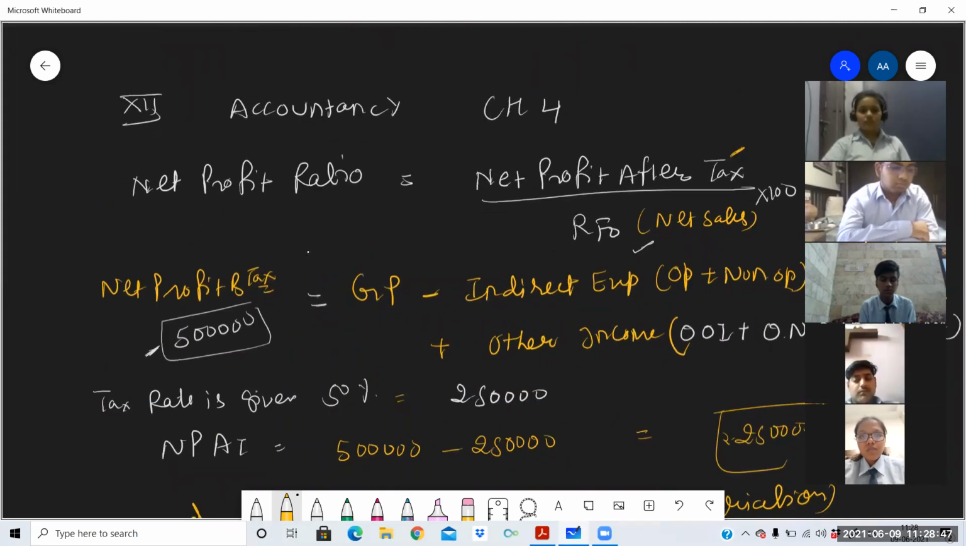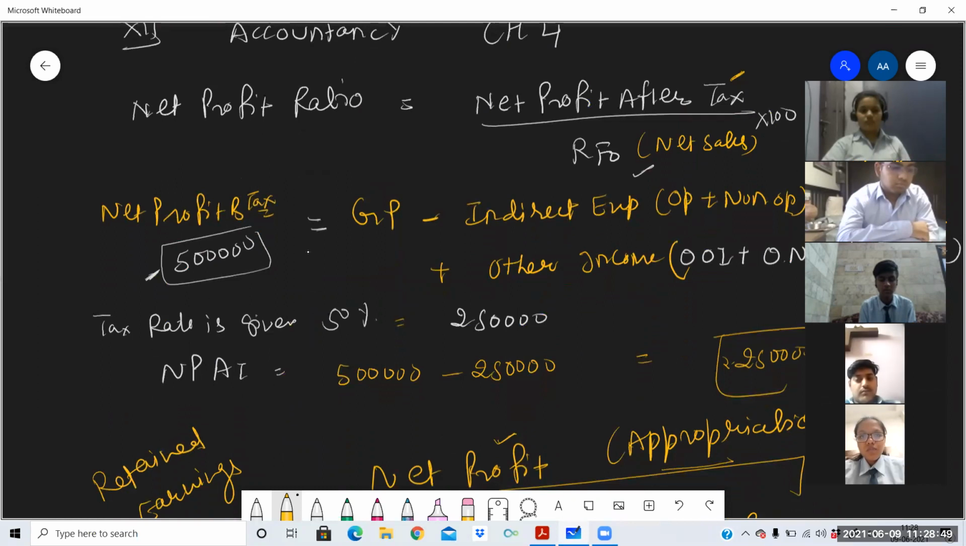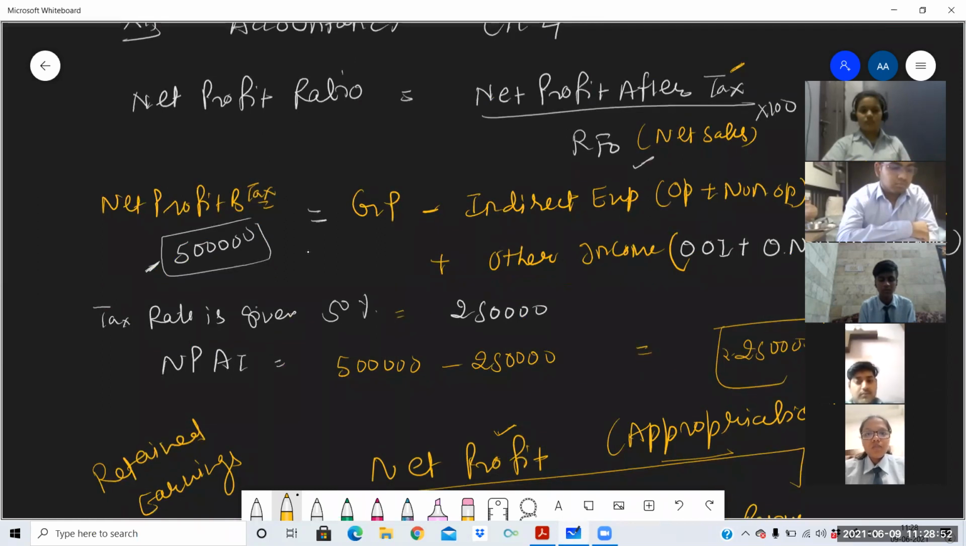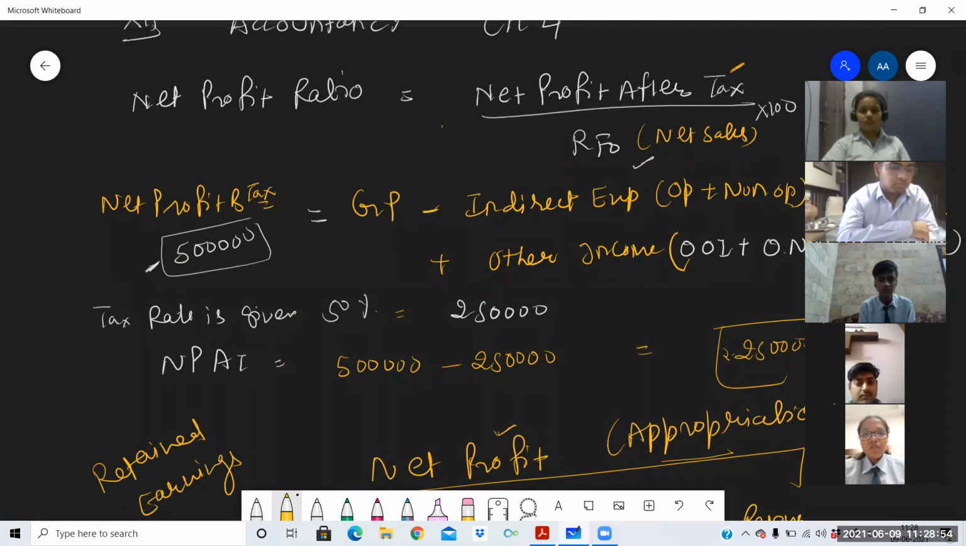Net profit ratio. The formula is net profit after tax upon RFO, which means net sales, into 100. This is the formula. And how to calculate the net profit? Net profit before tax will be equals to gross profit minus indirect expenses, all the operating expenses plus non-operating expenses plus all the other income. Other income means all operating other income and non-operating other income. Clear? Examples already we have discussed in previous class.